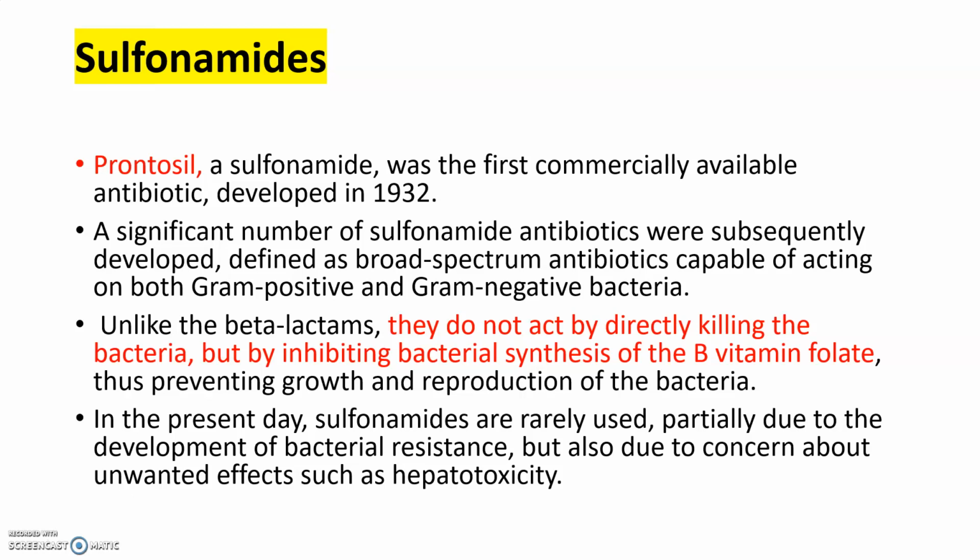Unlike the beta-lactams, they do not act by directly killing the bacteria. How do they act? They act by inhibiting bacterial synthesis of the B vitamin folate. The bacteria usually synthesize this vitamin, and this antibiotic interferes in this synthesis. That's how it acts. And it prevents the growth and reproduction of bacteria, because this vitamin is very important for their growth and reproduction. Thus, indirectly, it causes harm to the bacteria.